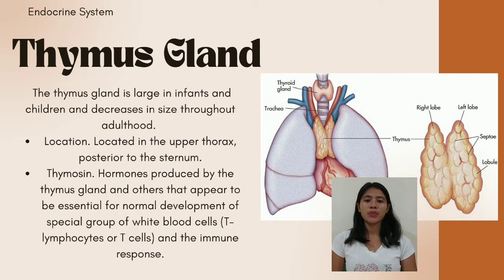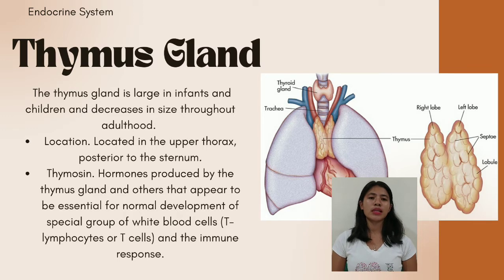So it helps the white blood cells to train and protect our immune system. The thymus gland is located in the upper thorax, posterior to the sternum. As you can see in this picture, when we are a child or infant it is large in size, but throughout adulthood it decreases in size.